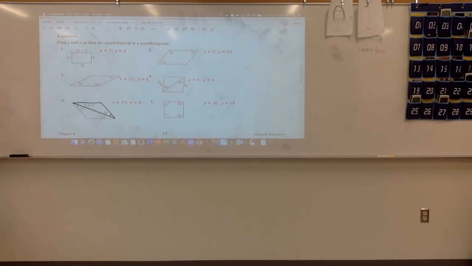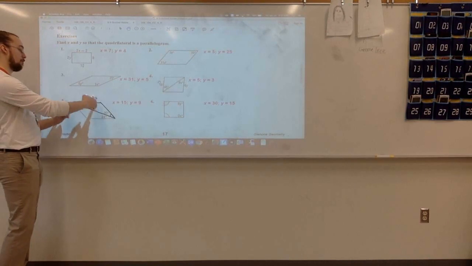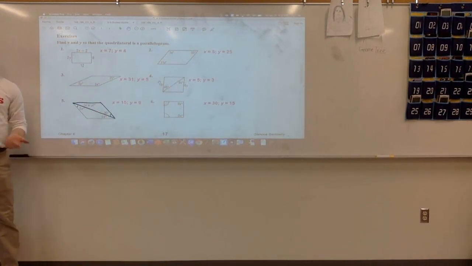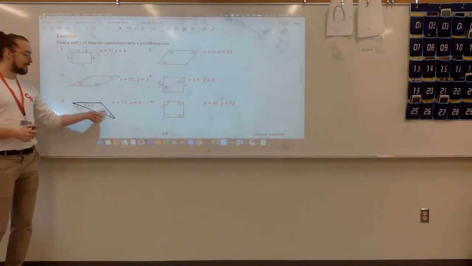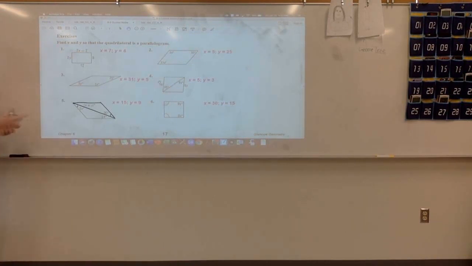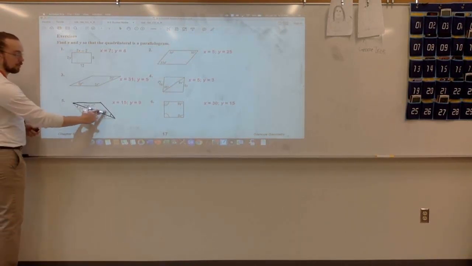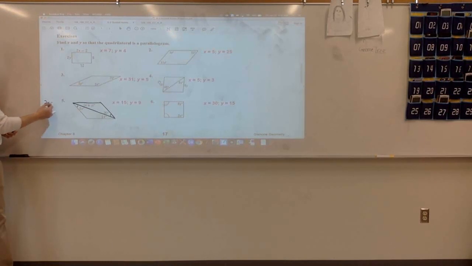Okay, this is actually something that we're pulling all the way back from chapter 2, where we've got a pair of parallel lines cut by a transversal. We're going to say that alternate interior angles are the same. So my setup would be this angle equals this one. 2x equals 30. Then all I would have to do is divide by 2. We get x equals 15.